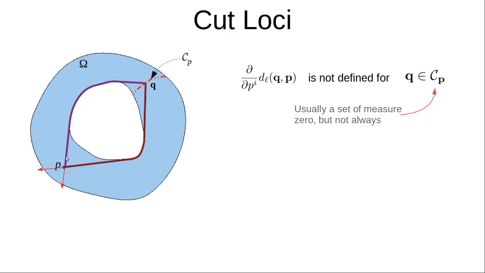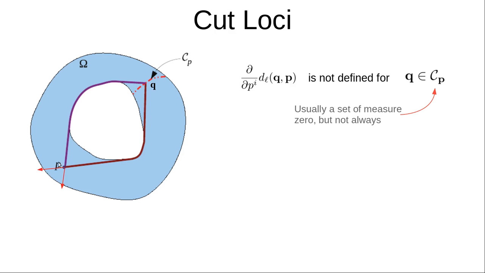As you can see, both of these are shortest paths, and they have the same length, right? So the set of points Q where this shortest path is not unique is called the cut locus of the point P, right? And it's written with C_P.